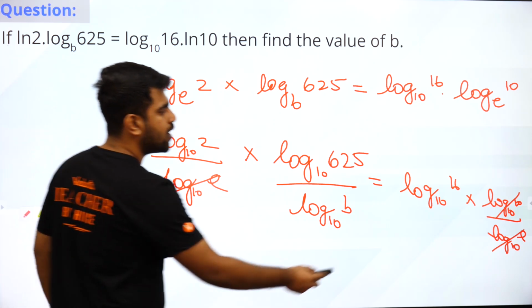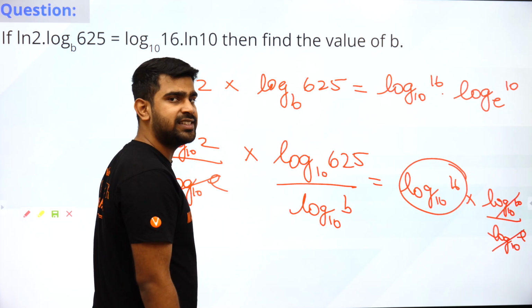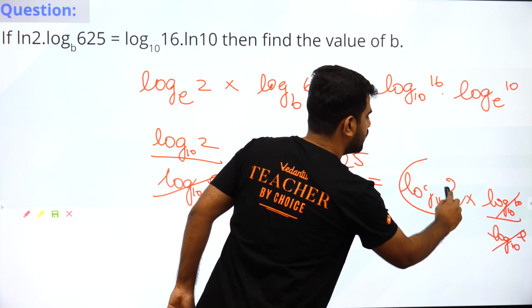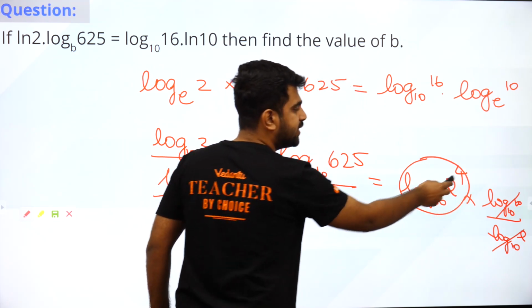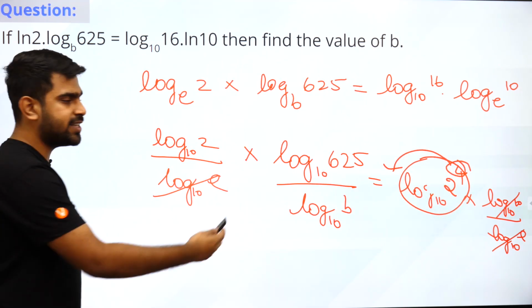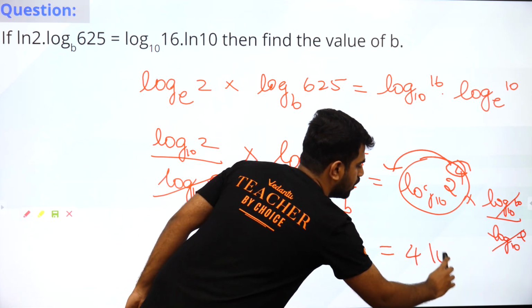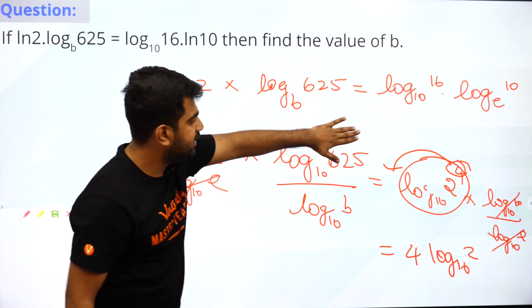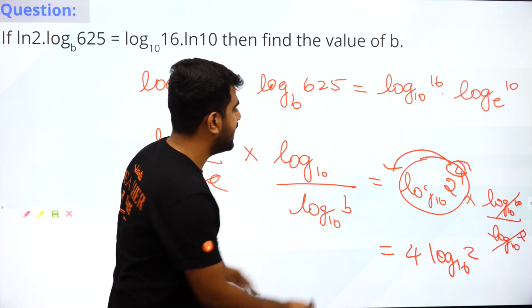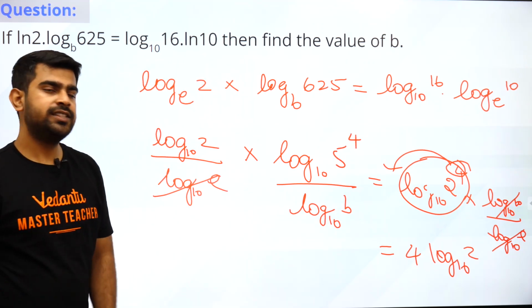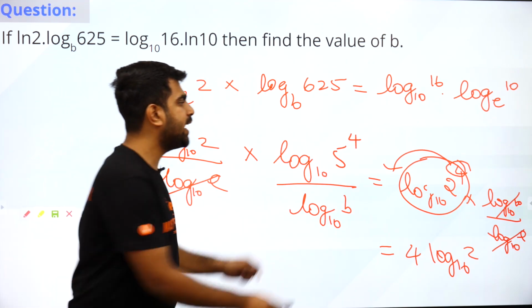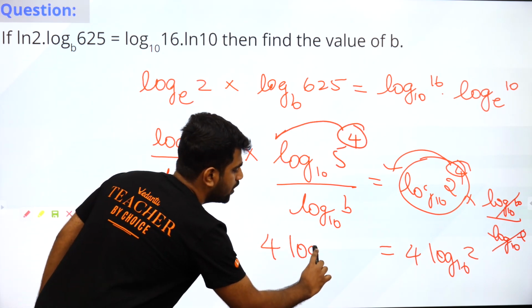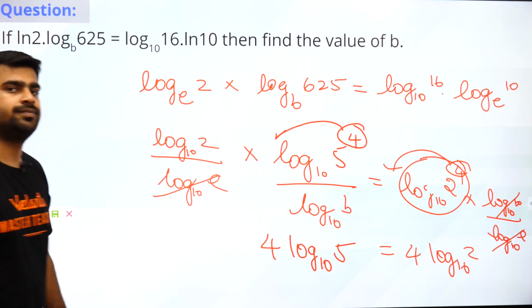So here we have log 16 to the base 10. Can I write 16 as 2 to the power 4? And can this 4 come in the front? So that is the next step. So it will be written as 4 log 2 base 10. Okay, now 625, can I write it as 5 to the power 4? 625 can be written as 5 to the power 4. So can I bring this 4 in the front? Of course I can. So write it as 4 log 10 5.